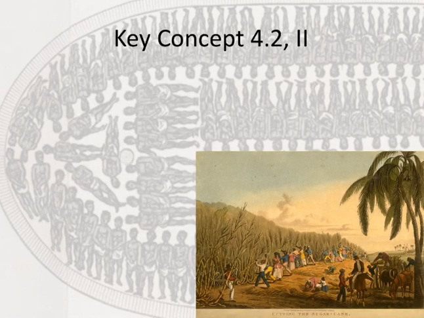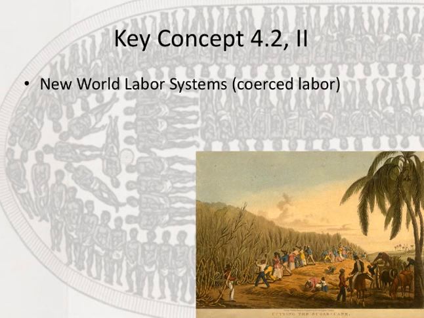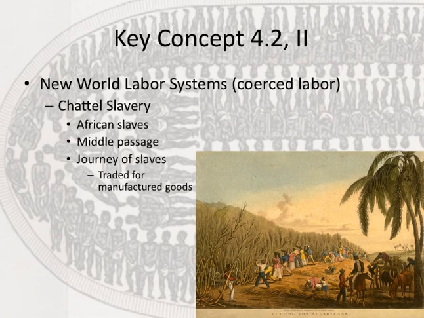However, the dominant form of slavery, or coerced labor, as the College Board likes to call it, being one form of coerced labor, is, of course, characterized by mostly African slaves who come to the New World on the Middle Passage. The journey of slaves usually starts by them being enslaved by other Africans due to warfare and other conflicts. They're traded for manufactured goods, and it is a system that is defined by inhumane treatment and basically the stripping of humanity away from somebody.